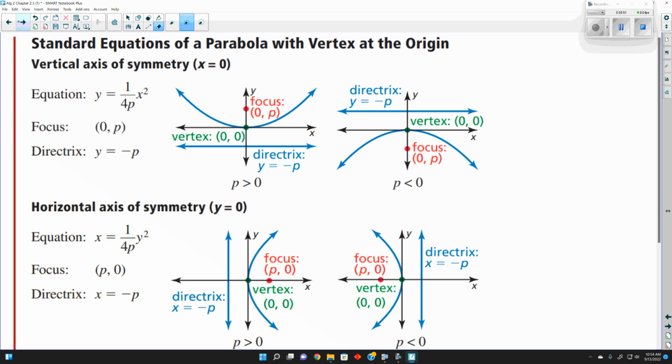Yep, no. These are flipped on the board. Because our general equation we got yesterday, our y equals 1 over 4p x squared, is the equation. The focus, just by this here, is 0, comma p. The directrix is y is equal to negative p, and our axis of symmetry is x equals 0.